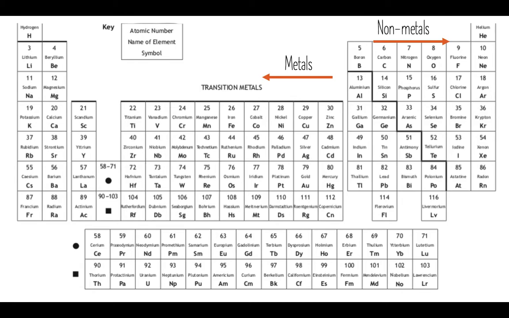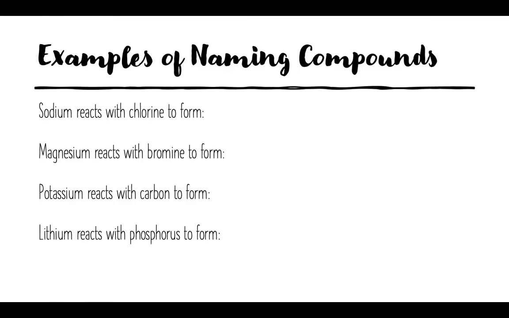Now let me show you. So, when sodium reacts with chlorine, our metal, sodium, that is the first part of the name. It stays exactly the same. Chlorine is our non-metal, and we change this INE at the end to IDE. So sodium reacts with chlorine to form sodium chloride.